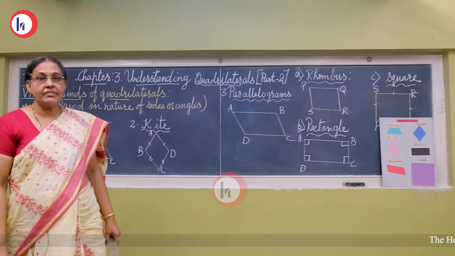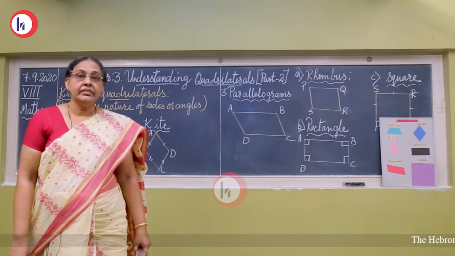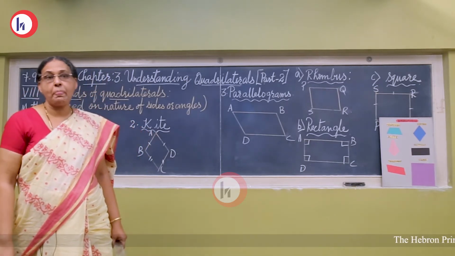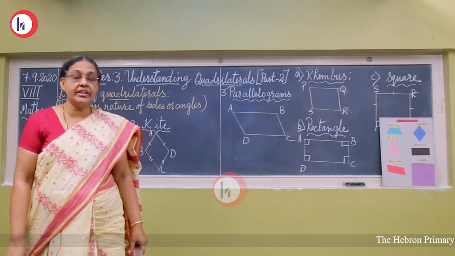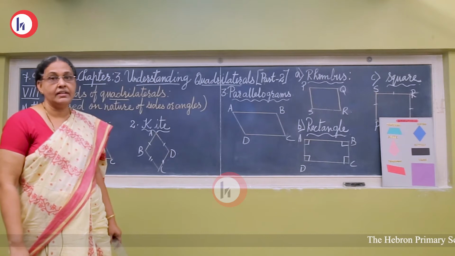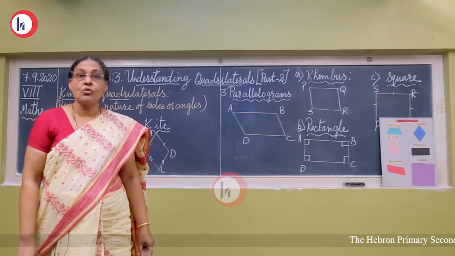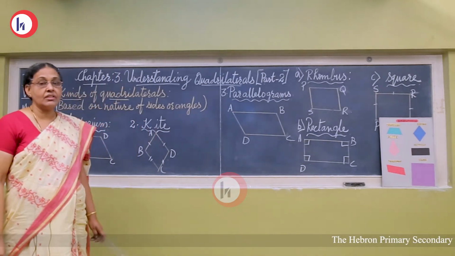Now today's class we will learn about the quadrilaterals. In the previous class we learned what polygons are, and we learned in a very detailed manner what the polygons are. Now one of the important polygon parts is quadrilaterals. Now what do you mean by quadrilaterals?